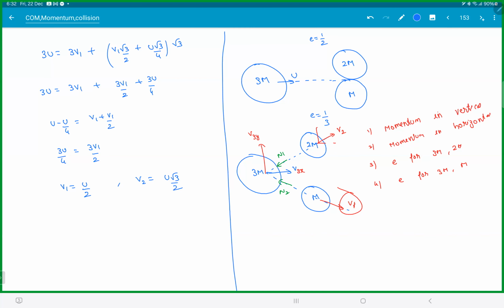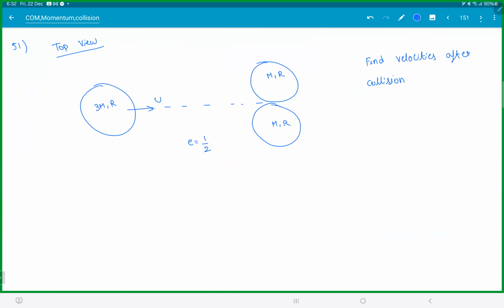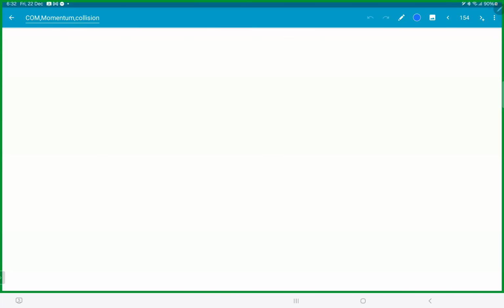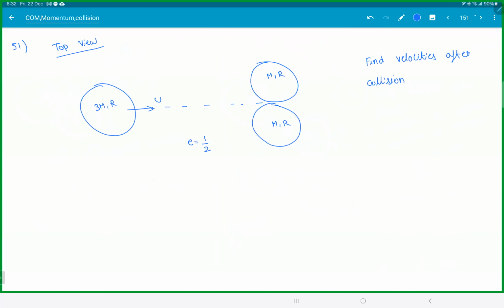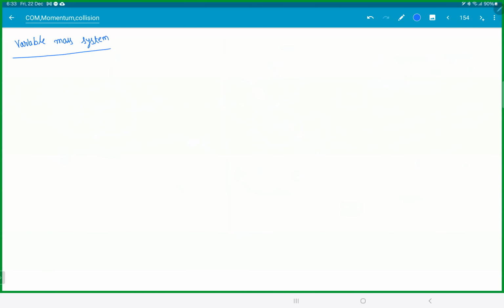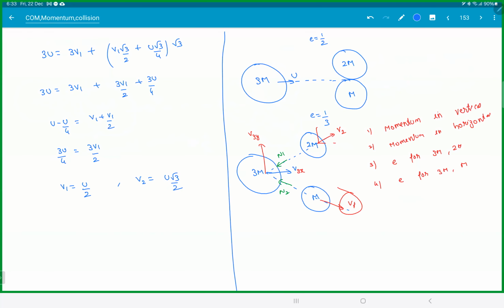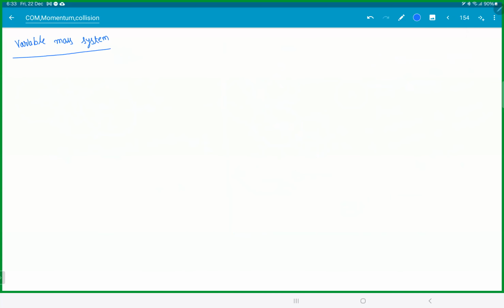Next thing. So that is about collisions. The next thing is variable mass systems. Now in variable mass systems, we have rocket propulsion, that is one. But before that also we have some other varieties. So let's see them. The first thing is chain-based problems.